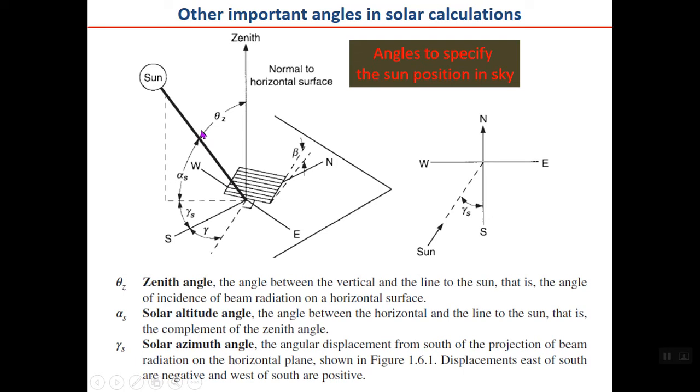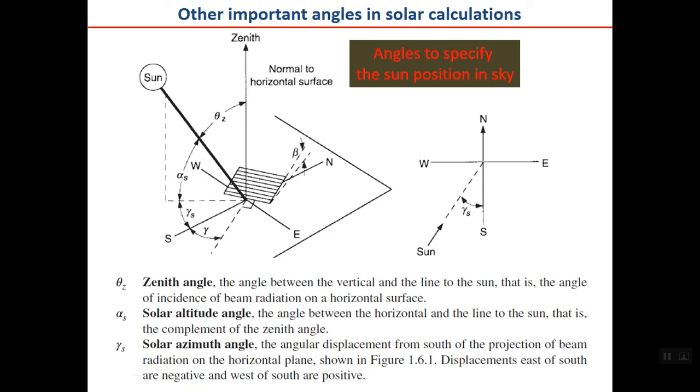The complement to this angle is alpha s. Complement means that adding it to theta z, the result will be 90 degrees. Alpha s is the solar altitude or solar elevation angle, which shows how much the sun is above the horizon. So it is the angle between the horizontal and the line to the sun. Generally we use alpha s instead of theta z, while both can be used also.